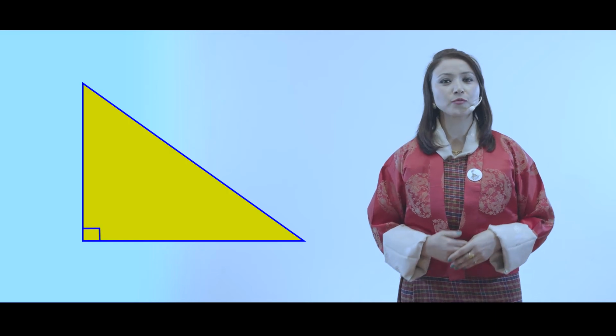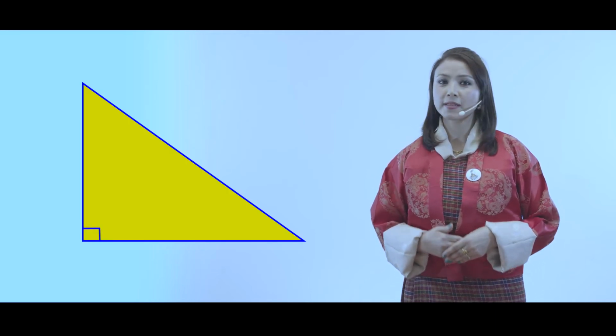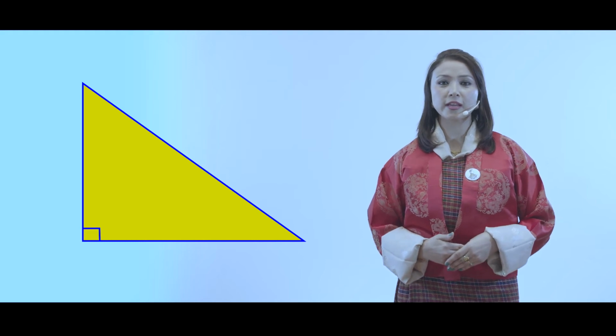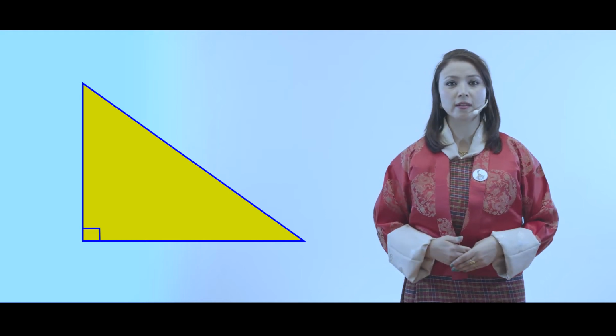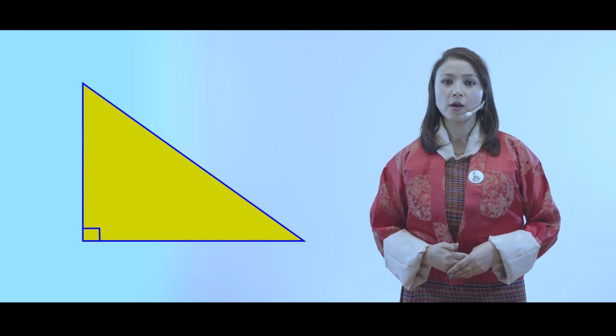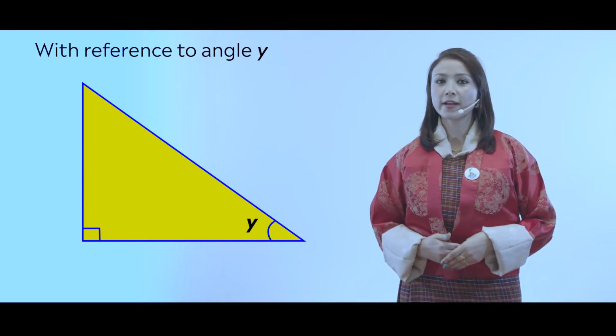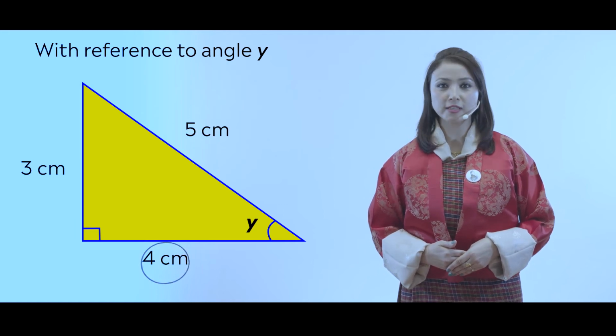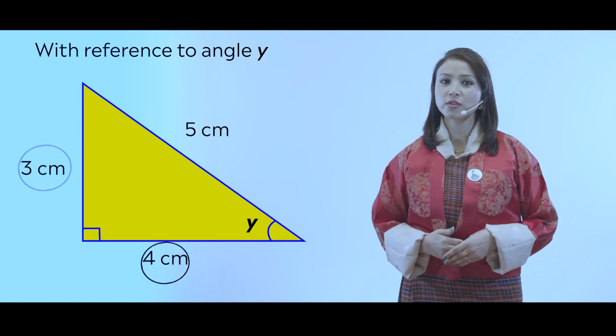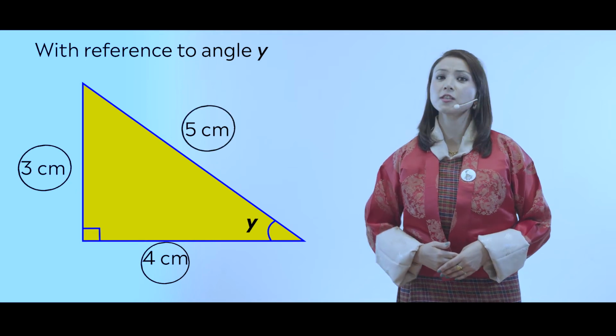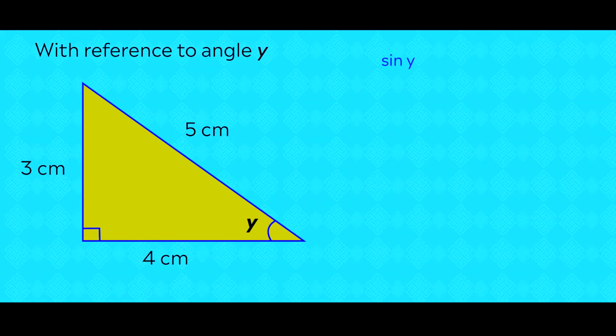Let us now take the same right triangle and calculate the primary trigonometric ratios. But this time, the acute angle that we take into consideration will be the other acute angle, that is angle y. With reference to angle y, our adjacent side length will be 4 centimeter, our opposite side length is 3 centimeter, and the hypotenuse is 5 centimeter. So sine of angle y, the formula is the same, that is opposite divided by hypotenuse. Upon substitution, we get 3 over 5, that equals 0.6.